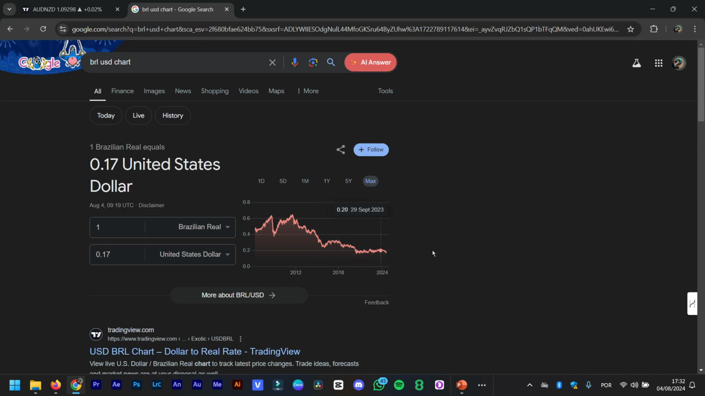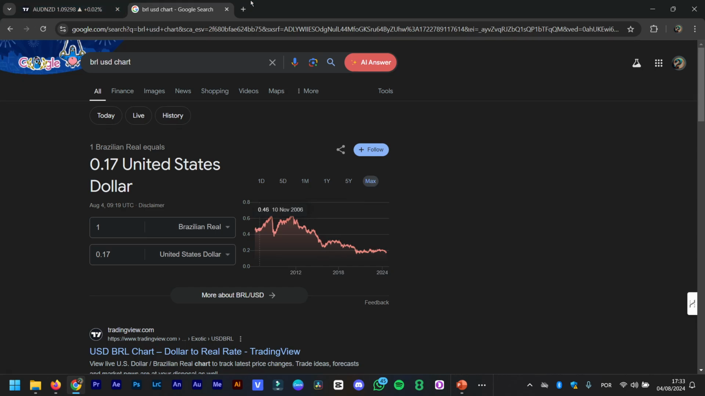This is why you really need to understand major, minor, and exotic pairs, because this is the foundation of the strategy that I'm going to be teaching you guys. Most of the time we're going to be trading pairs that don't act like this, which is not just going up infinitely or going down infinitely, like BRL/USD, because it's a developing country.